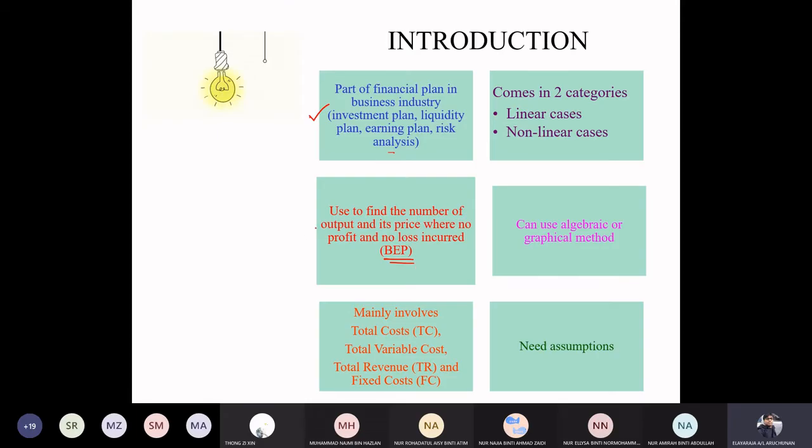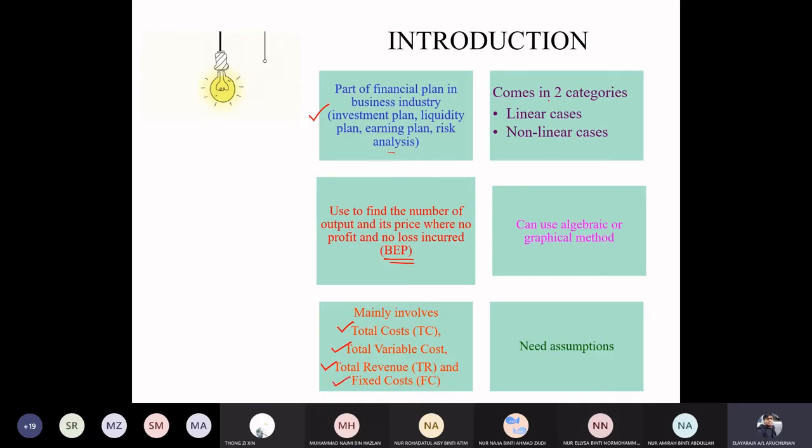In the break-even point, the main elements involved are total cost, total variable cost, and total revenue. They use short forms for all of these. The total cost is TC. Total variable cost is usually VC or TVC, depending on the questions and problems. Then total revenue is TR, and the total fixed cost is FC. These are very commonly used in break-even analysis.